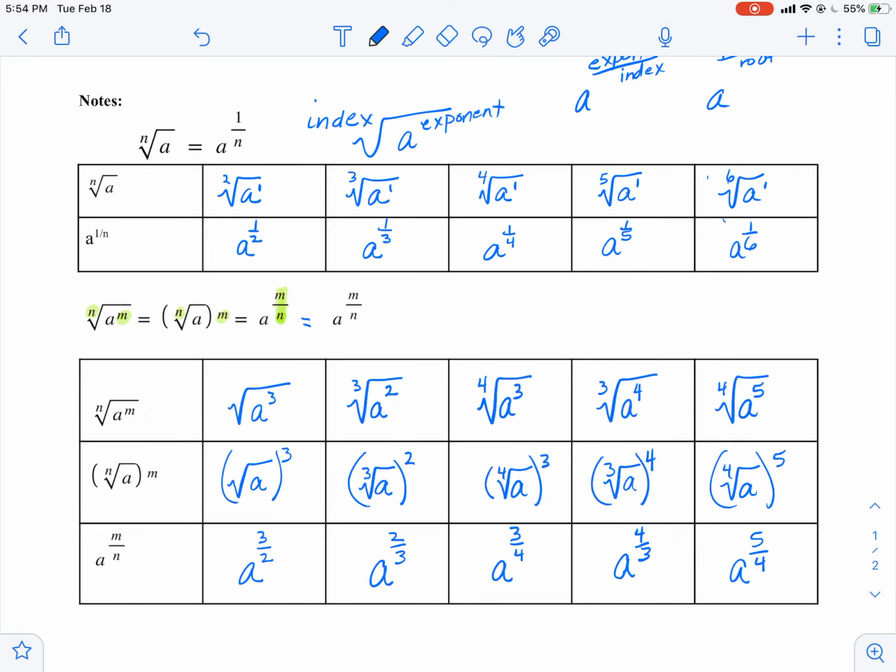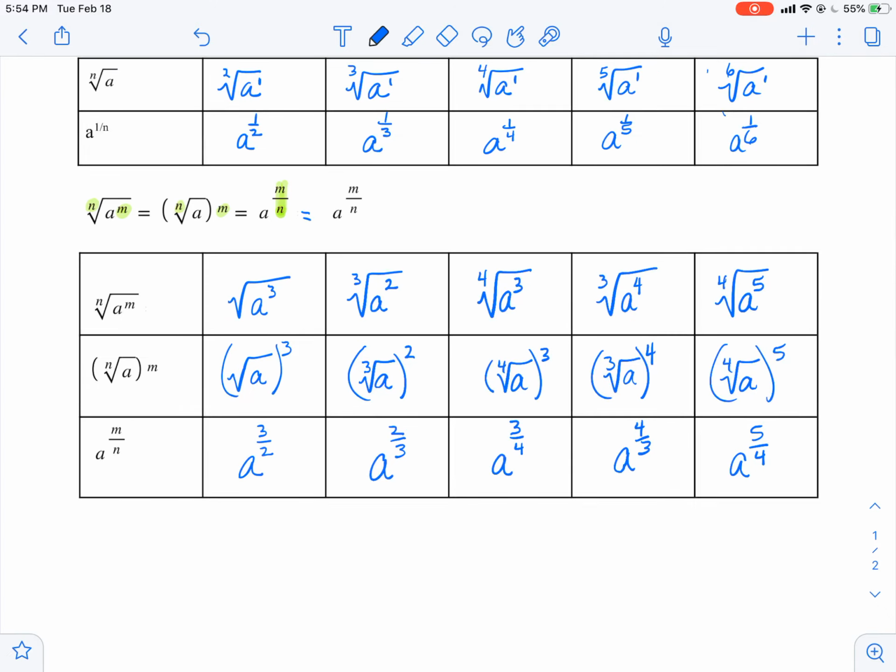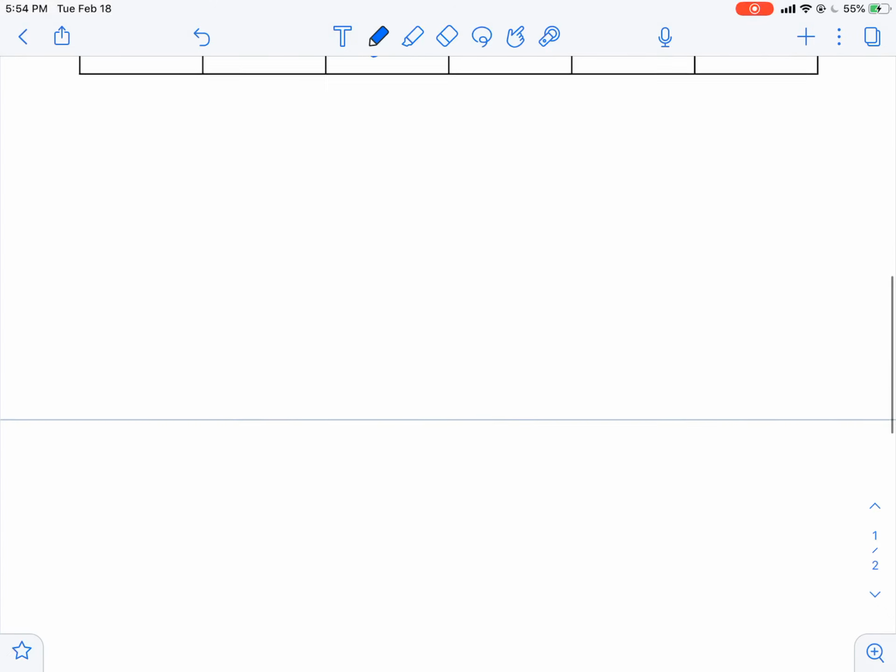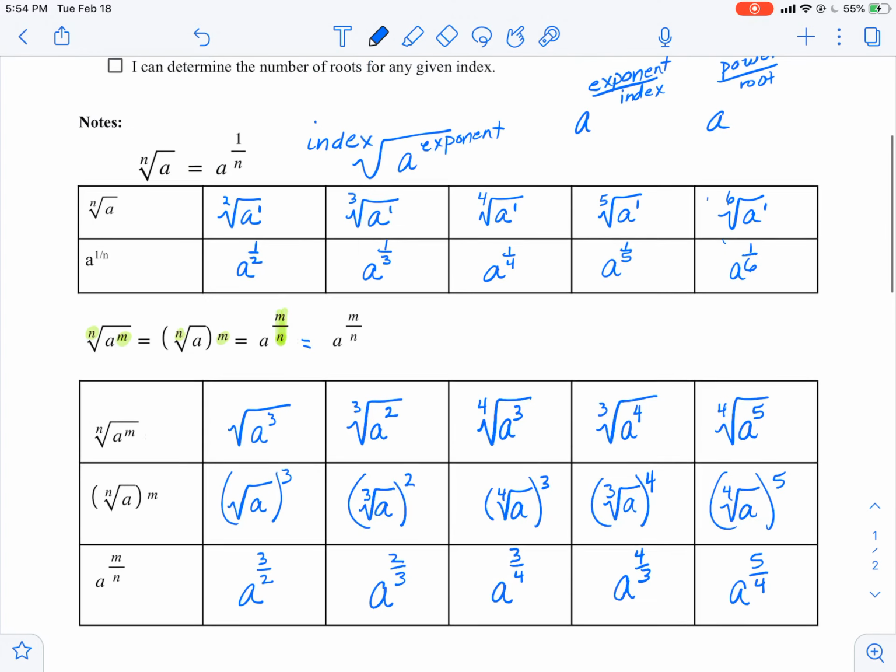Okay? So that is how we change it from a radical to a rational exponent. So let's look at some examples in the next video.